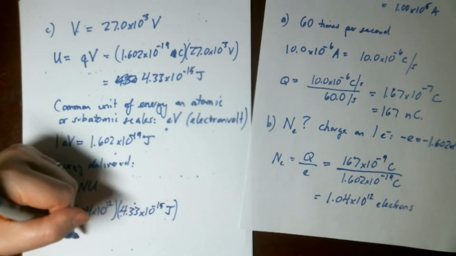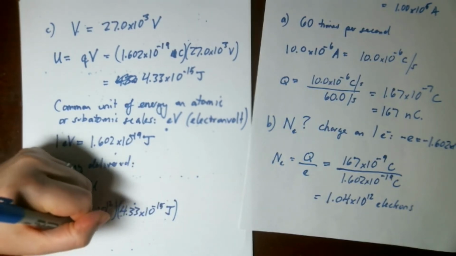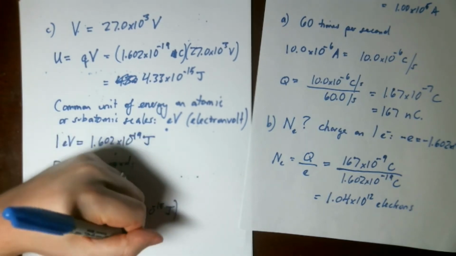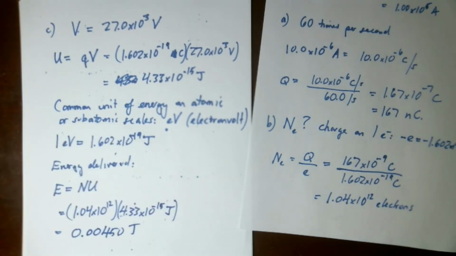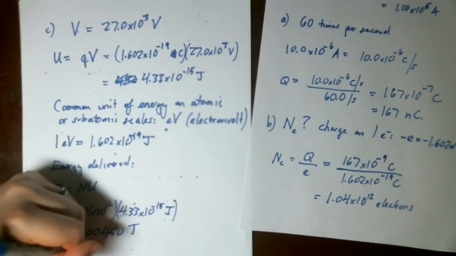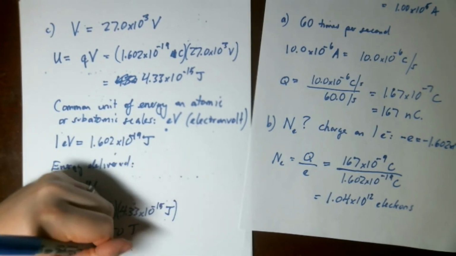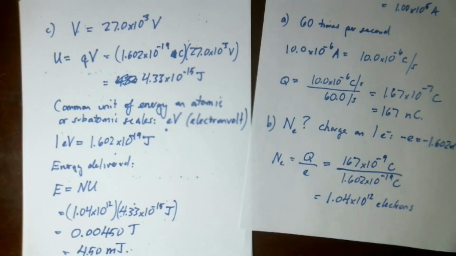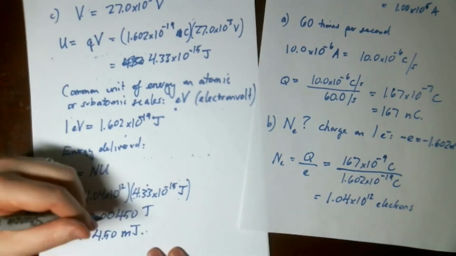All right, so in 1 scan, we get about 0.00450 joules, or you could call that 4.50 millijoules. All right, so that's number 1.